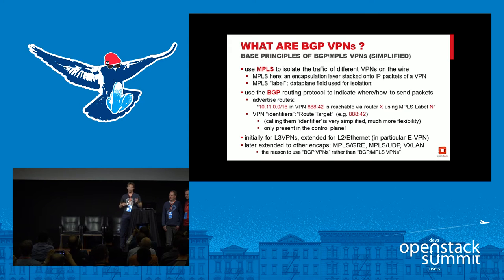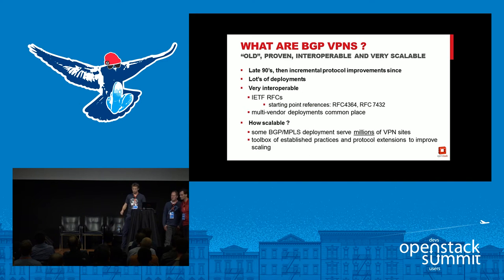These BGP VPNs were invented some time ago, initially for L3 VPNs, and they were later extended to cover Ethernet VPNs with various flavors, the most recent one, which is called EVPN, being the one having the most potential today. And later, these extensions have been generalized to support not only MPLS as the encapsulation, but MPLS over GRE, MPLS over UDP, or VXLAN. So this is the reason why we call them BGP VPNs rather than the historical name of BGP MPLS VPNs.